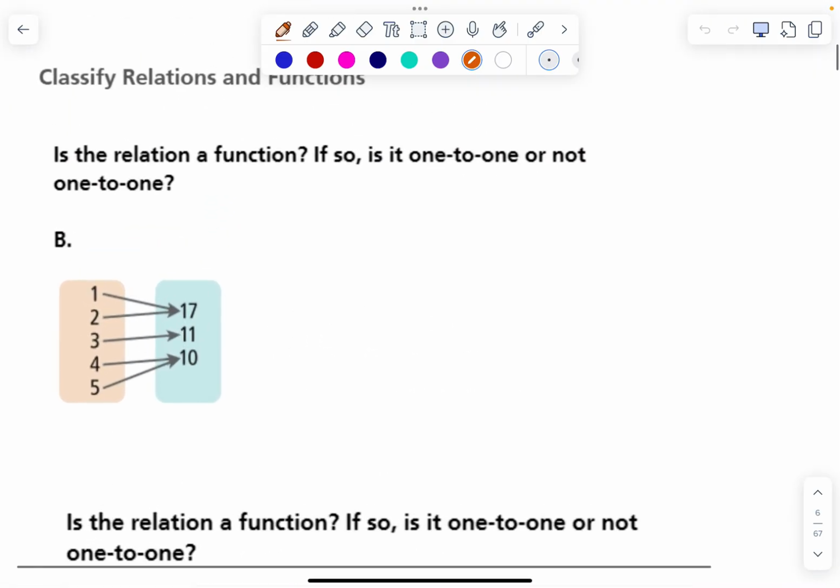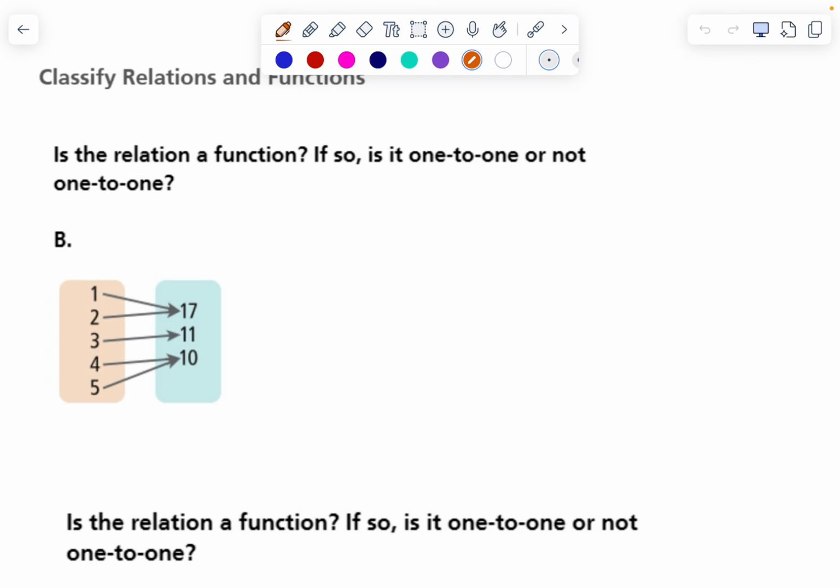So, is that a function? We're just going to run through a bunch of these. Don't try to write them down. Let's just be fast. Don't shout it out, but everybody tell me your answer. So is it a function? Is it one-to-one or not? Think about your answer, and then I'll say, go ahead.